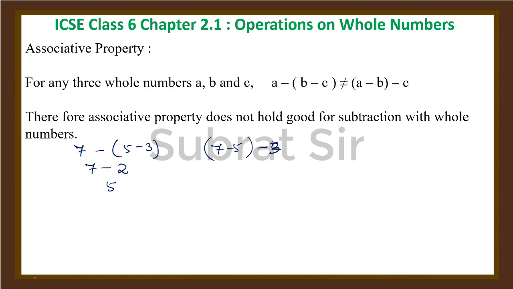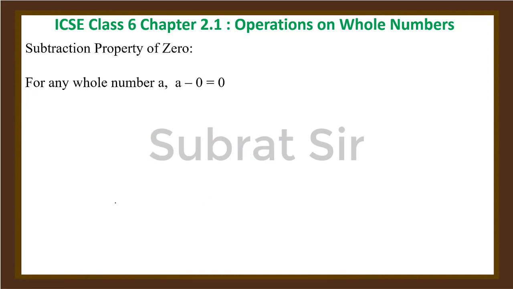This means in our first case we grouped B and C, and in the second case we grouped A and B. So 7 minus 5 is 2, and 2 minus 3 is minus 1. We know 5 is not equal to minus 1. So the associative property also does not hold good for subtraction with whole numbers. Then we will move to our next slide.